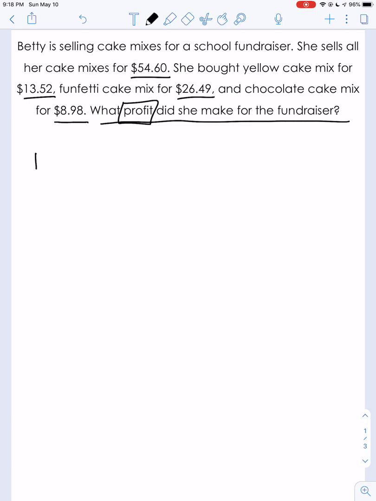So again, we know that profit is income minus expense. And again, keep in mind that these are really simple problems that we're giving you. So again, visual cues. If you need them, make them. Yellow cake.